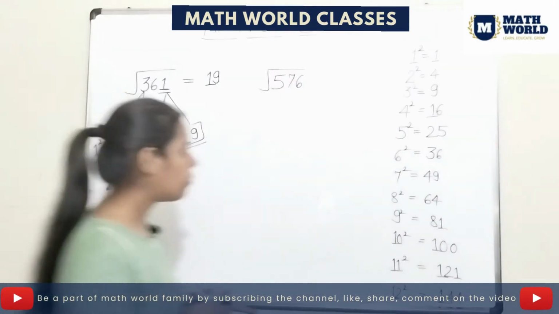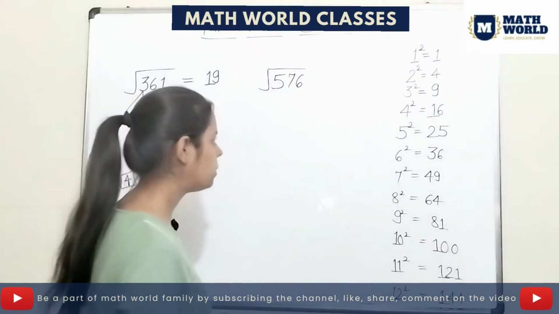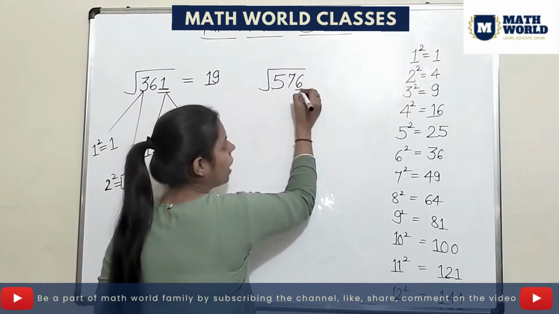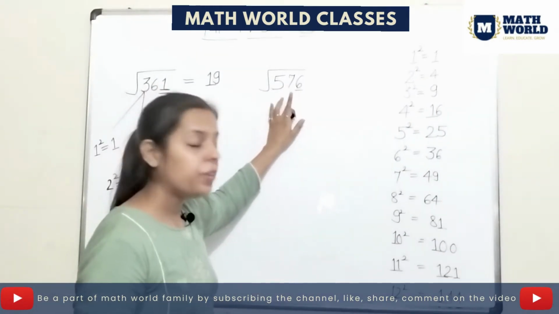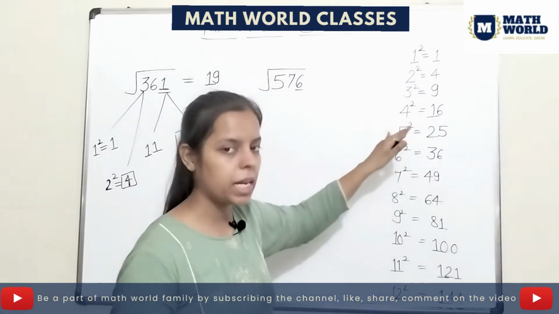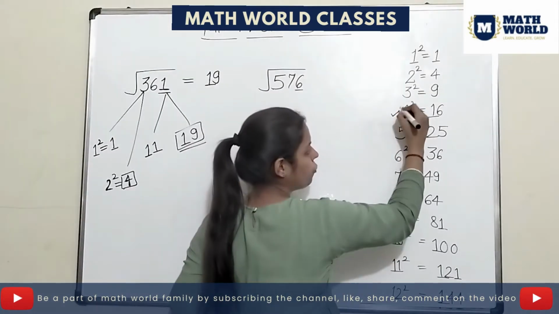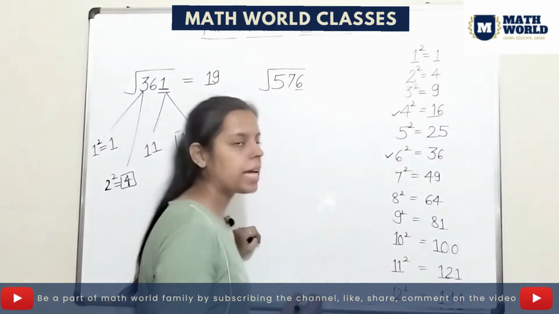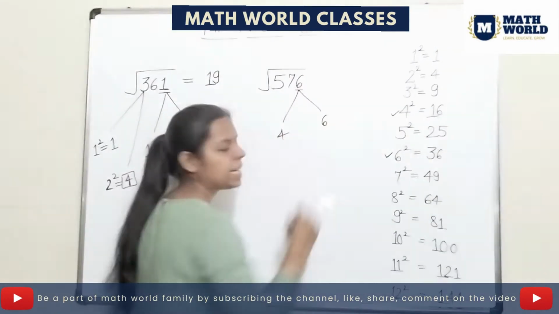So let's move forward to our next sum, that is also a 3-digit number. Now on the ones digit, on the unit place, we have 6. We have to find the numbers which have 6 on the unit place. For this purpose we have two numbers with us, that is 4 and next one will be 6. So here we have two options, 4 and 6.